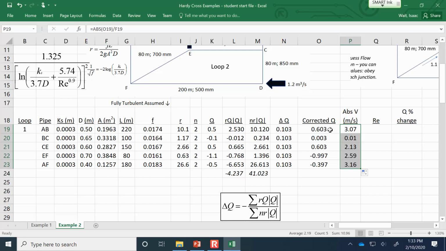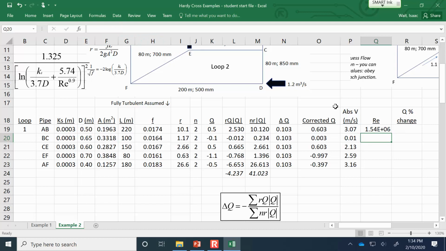What was the corrected Q? The corrected Q is the original guess plus the delta Q. So Q plus delta Q. Are there other questions? Okay, Reynolds number is V times D divided by the kinematic viscosity of water, 1 times 10 to the minus 6th. So you can just type in 1e minus 6 and enter.